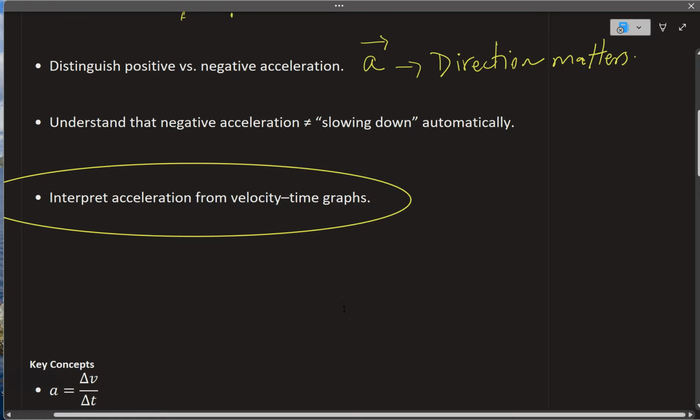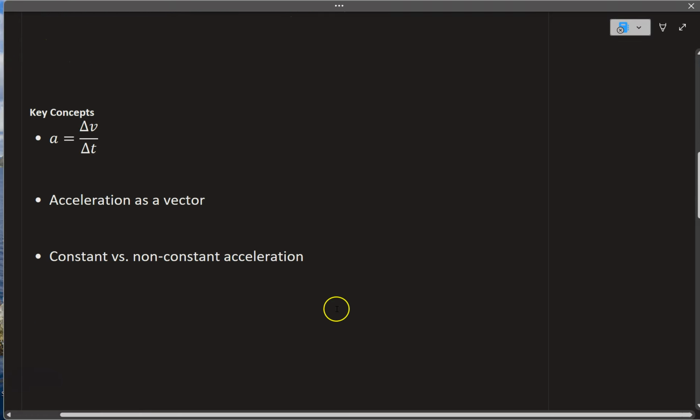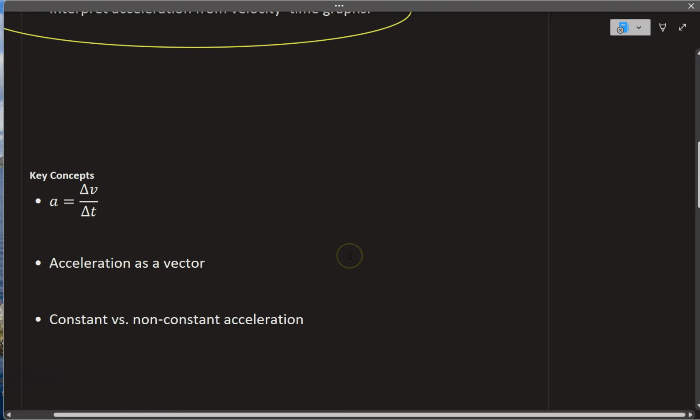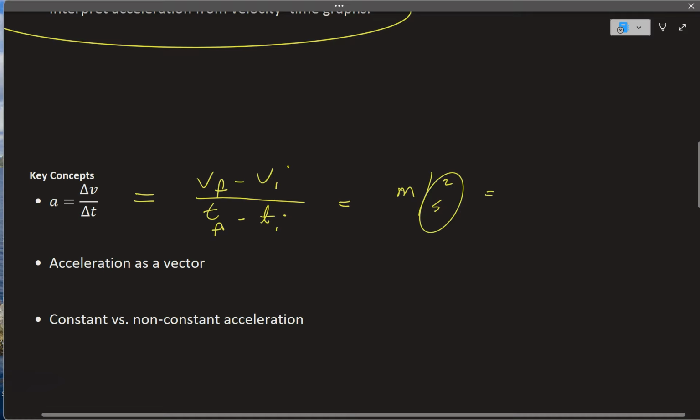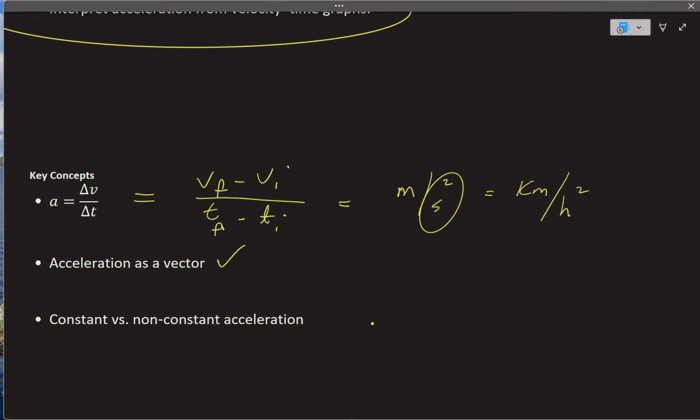All right, let's go through a couple of examples, but I did put in here again the formula. V final minus V initial divided by T final minus T initial. That's the acceleration. And remember, the unit is always meters per second squared, where the time is being squared. It could also be kilometers per hour squared. These are all different units that could play, but usually the most famous one is meters per second squared. And remember, acceleration is a vector. We already talked about that. It needs magnitude and direction.